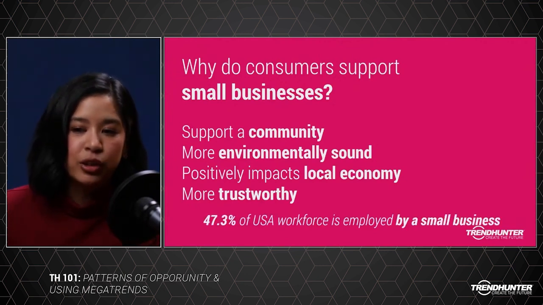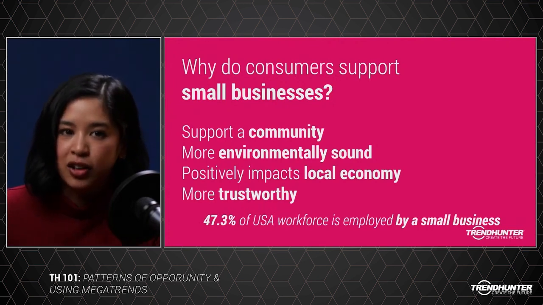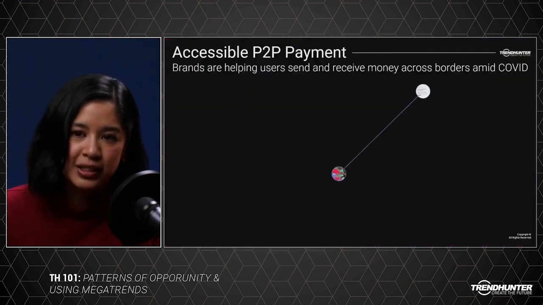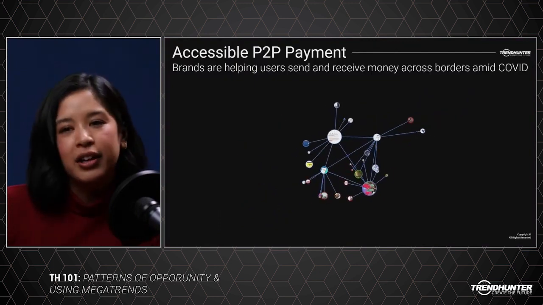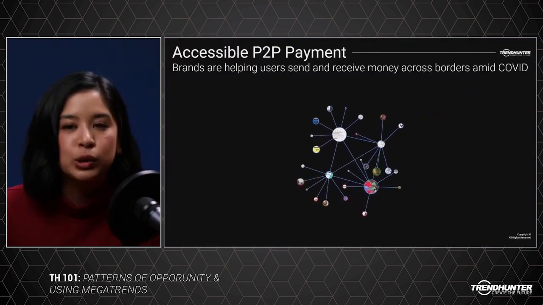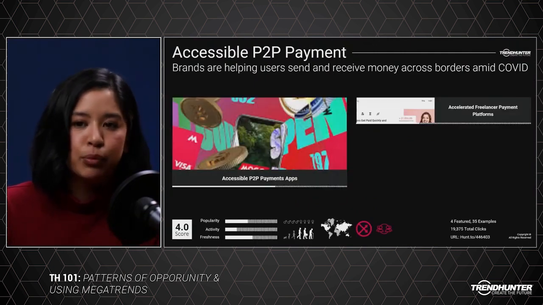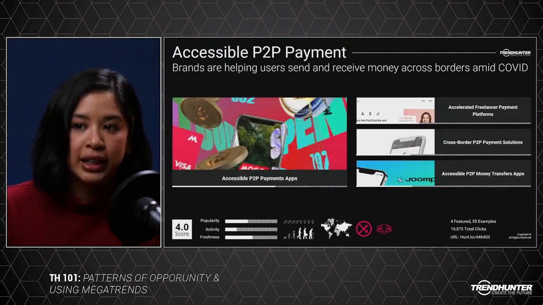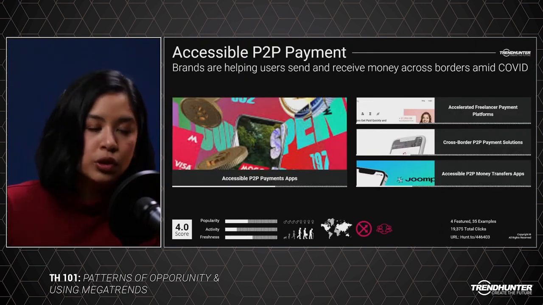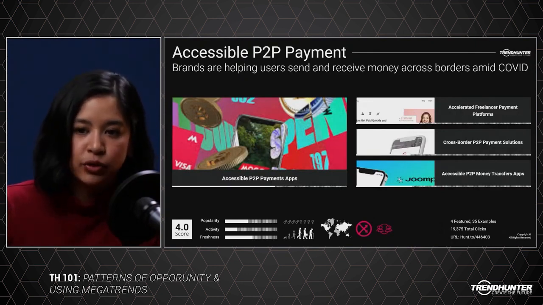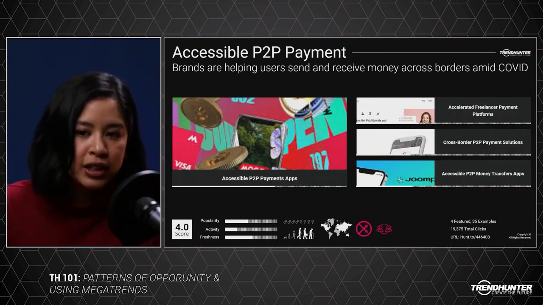47.3% of the USA workforce is employed by small businesses as well. So as I said, that idea of local economy can mean many different things. Now, one way that we're seeing this move forward in the post-pandemic age is with accessible peer-to-peer payment. Here we're seeing brands helping users send and receive money across borders for both social good and engaging with small businesses from different places amid COVID-19.